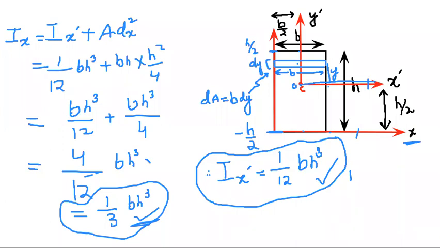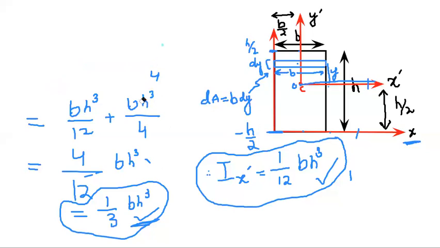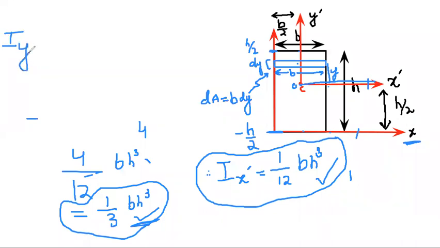calculate the moment of inertia about the y-axis. If we are asked to calculate the moment of inertia about the centroidal y-axis, I am leaving this as an exercise to students, that they can themselves calculate it. To find the moment of inertia about the centroidal y-axis, we have to take an area element in this direction and make it traverse from minus b by 2 to plus b by 2. The formula will be 1 by 12 h b cube.